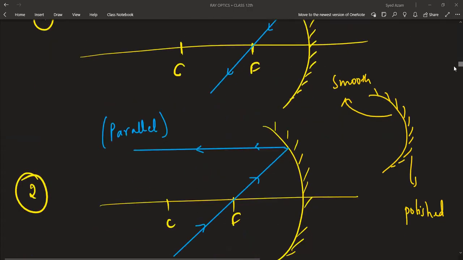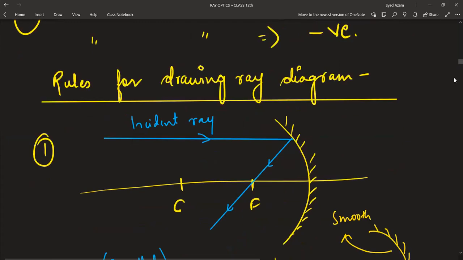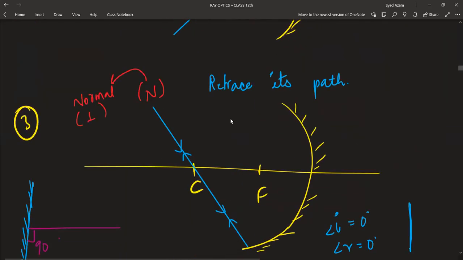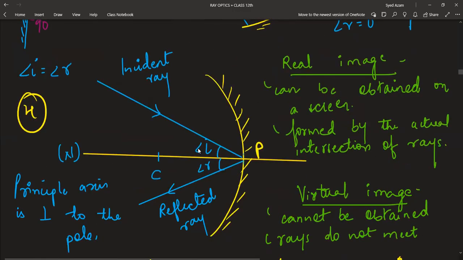Yeah, so these were the 4 rules. Ray of light parallel, passing through focus, which Rishita has perfectly mentioned. Passing through focus becomes parallel. And if a ray of light is passing through the center of curvature, it retraces its path. And for the mirrors, this is considered as the normal, whether it's the spherical mirror or these reflecting mirrors. And if the ray of light strikes the pole, then the angle of incidence becomes equal to the angle of reflection, which means the law of reflection is obeyed.